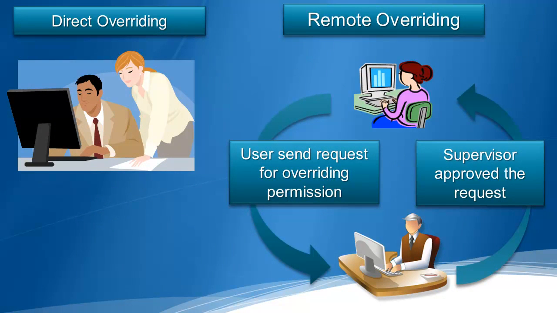When a user needs to access a locked feature, such as issuing an invoice for a customer exceeding the credit limit, this can be done in two ways. First is direct overriding, which requires a supervisor to enter the overriding password at the requesting user's computer. Second is remote overriding. The user just sends a request through the system, and the supervisor can approve it at his computer without having to go to the requesting user's desk.